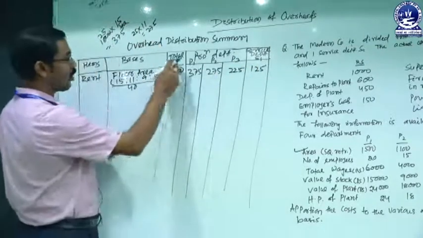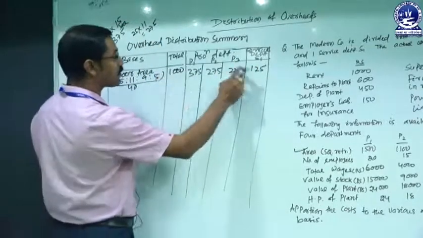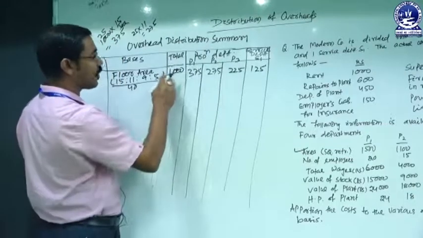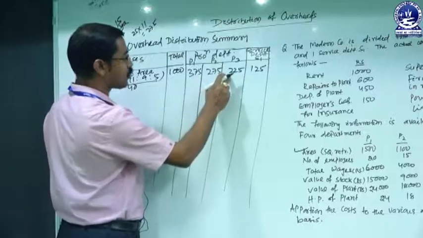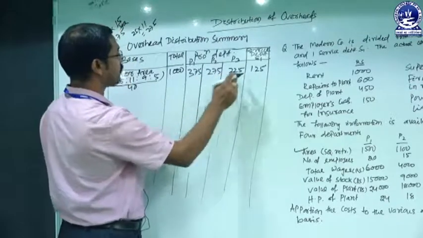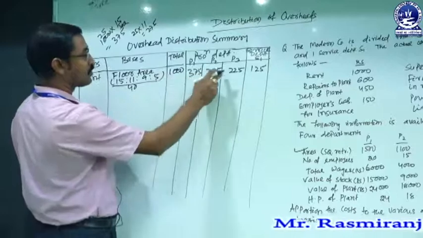So the sum of all the items relating to the several departments is equal to the total. That means 375 plus 275 plus 225 plus 125 is equal to 1,000.